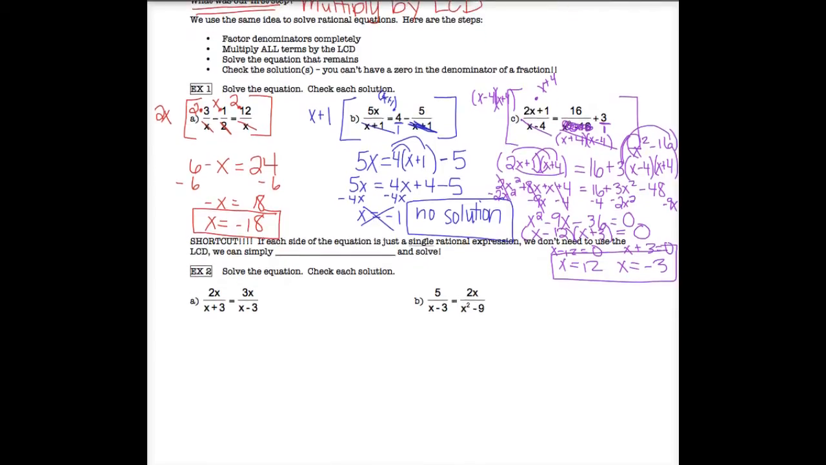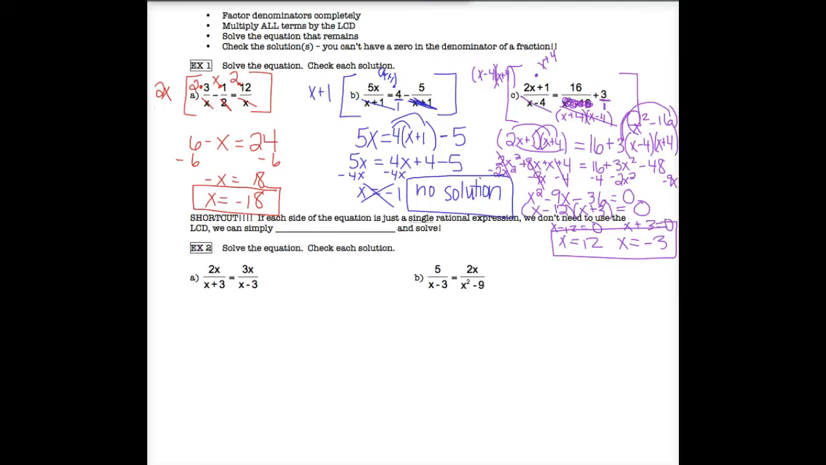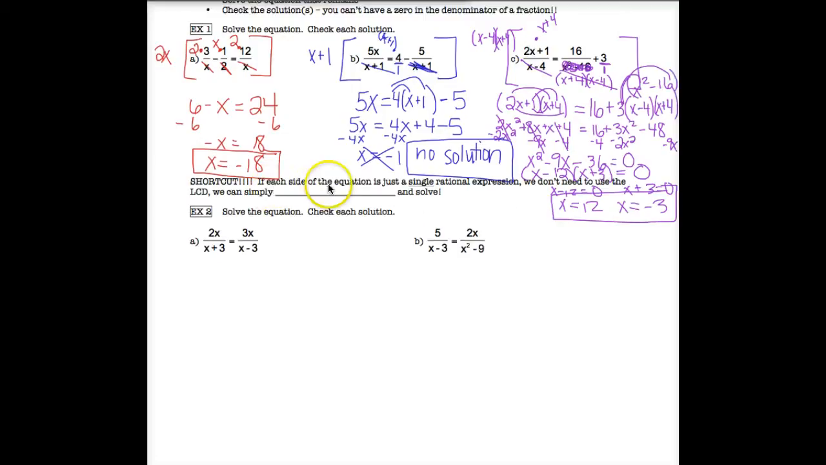All right. Now, usually when we get to the end, it gets harder. In this case, we get to the end and there's a shortcut. Now, this shortcut would not work for anything that we had in this example 1. This shortcut only works if each side of the equation is a single rational expression, meaning just one fraction. If each side is just a single rational expression, we don't even have to find the LCD.